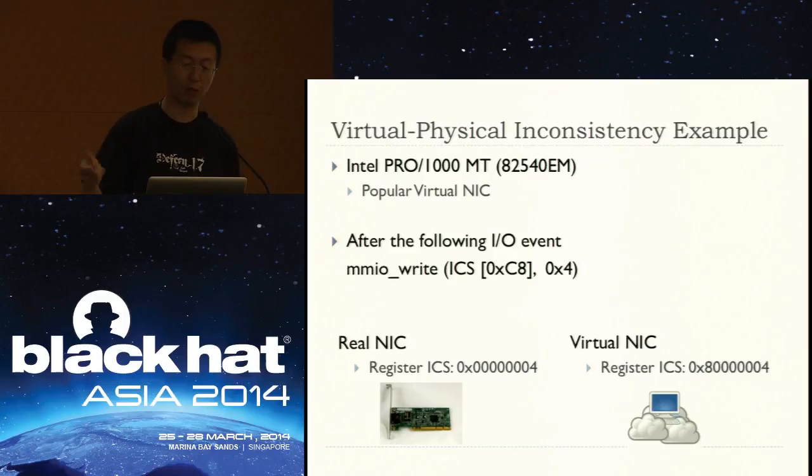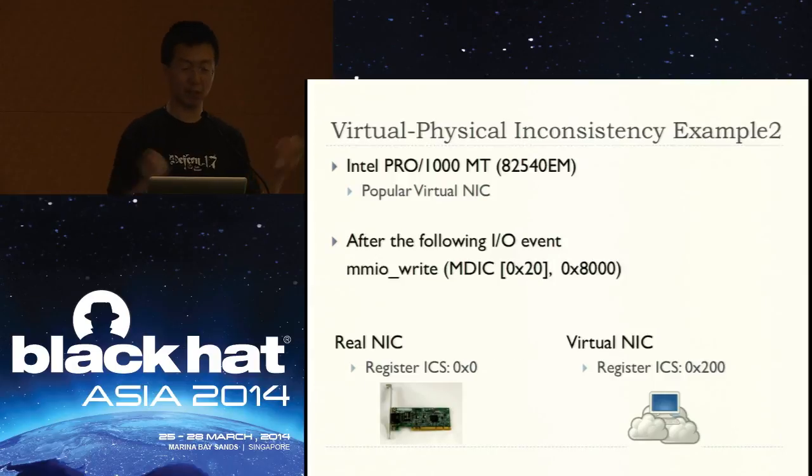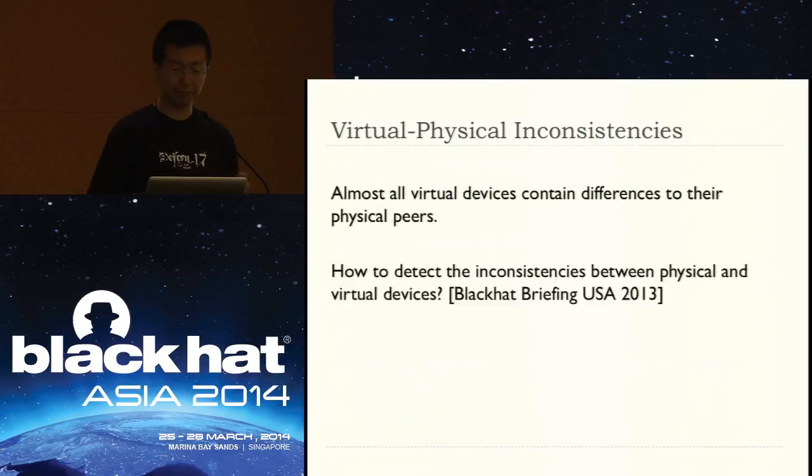For example, if we do a write to the ICS, which is the interrupt cause set register, the physical one and the virtual one actually behave differently. There's another one, about the MDI control. When you give it a value, again it has different behavior. The point is that when you implement a virtual device, especially a complex device, it is so hard to make them really behave the same in all the corner cases. Last year we had a Black Hat talk on exactly this topic, on how to find the differences between those, so I'm going to refer you to that.